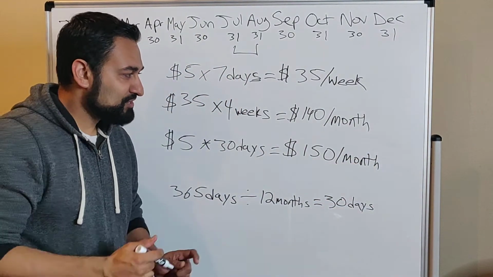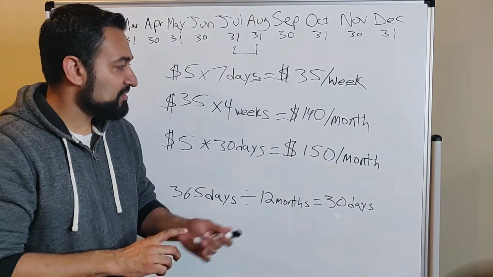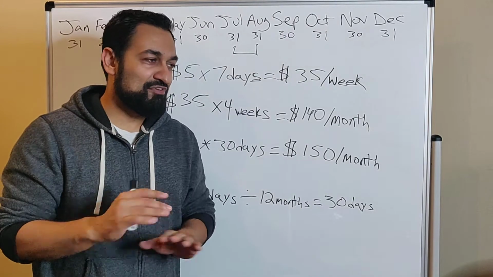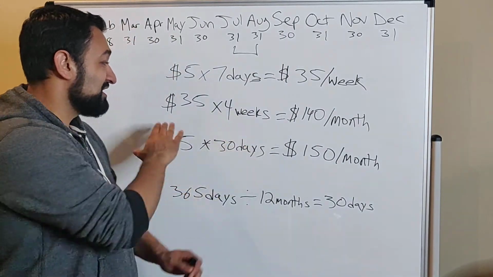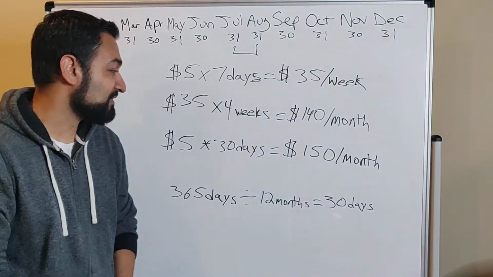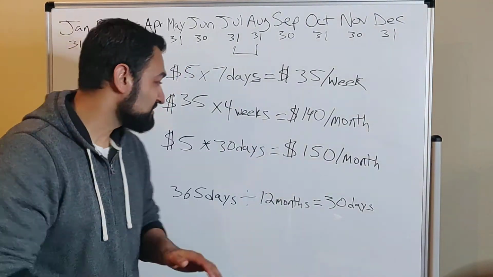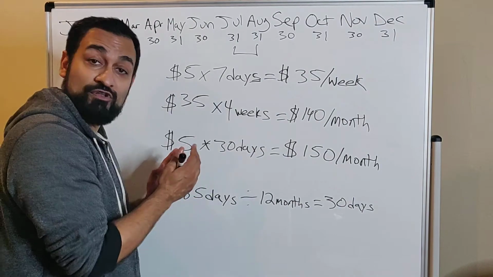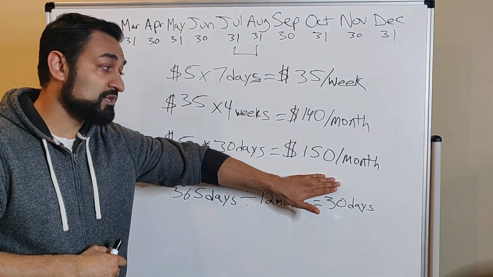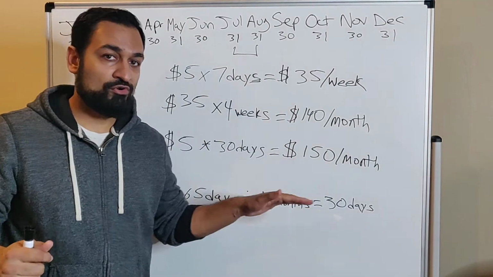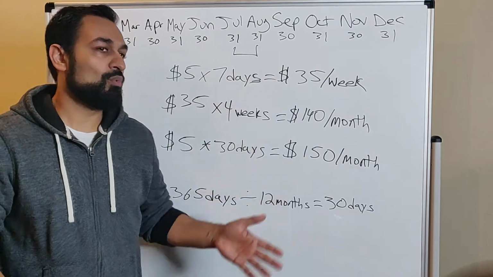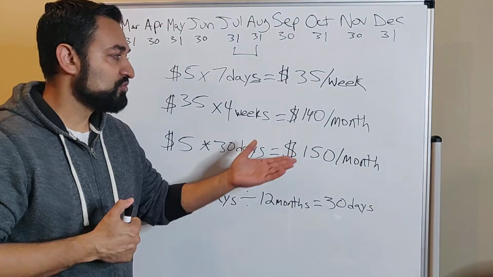Now, that's what I wanted to show you here. You see the difference? Your calculations were on point. Everything was great. You did $35 a week for 4 weeks, and you got $140 a month. And on the flip side, we did $5 a day for 30 days, on average, $150 a month. Both are correct, but I just wanted to show you the discrepancy here. When you're doing the math like this, you'll see that.